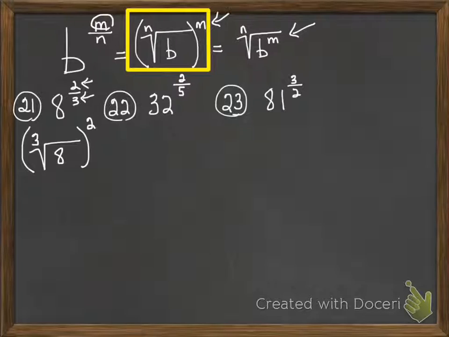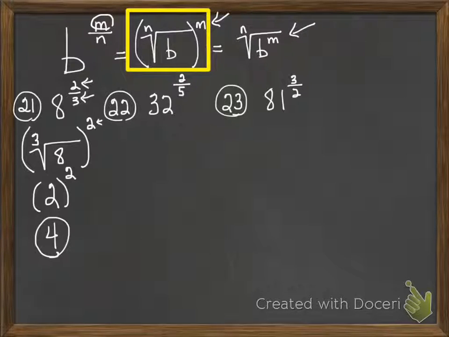So we're going to do the index first. The cube root of 8 means what times itself 3 times is 8, and that is 2. And then we're going to raise 2 to the second power. 2 to the second power is 2 times 2, which is 4. Going to do the index first and then the power.